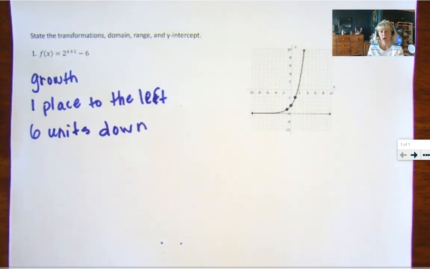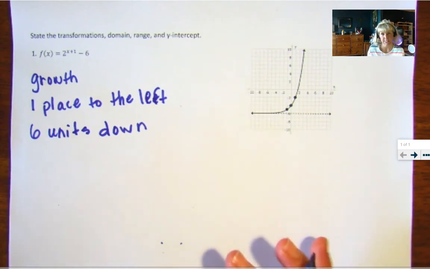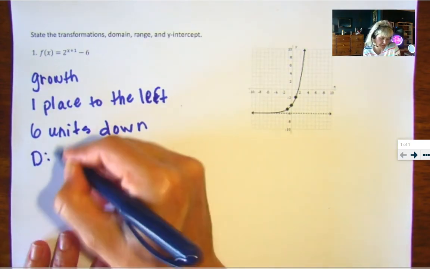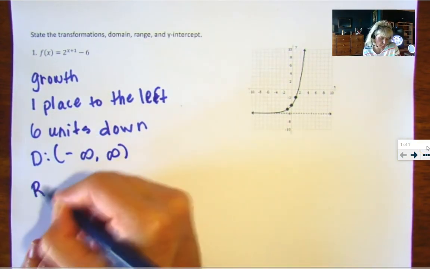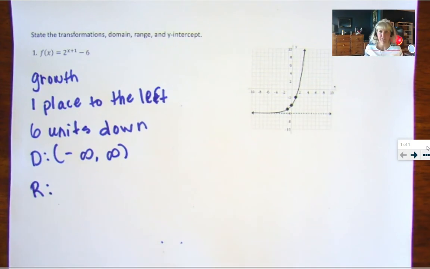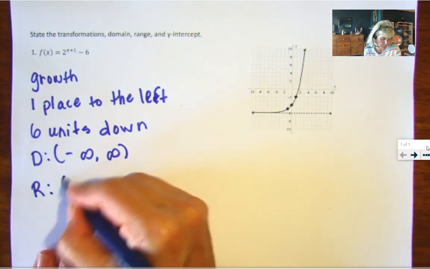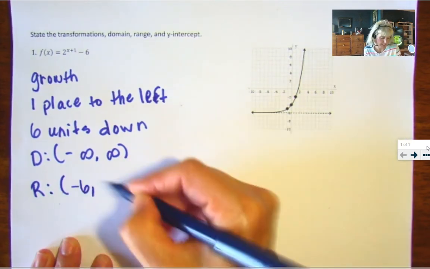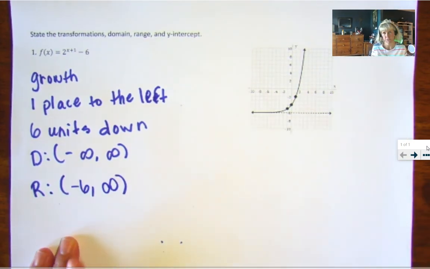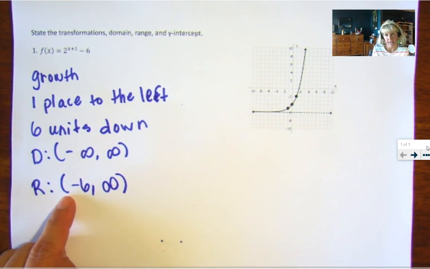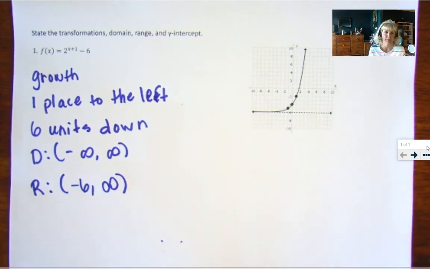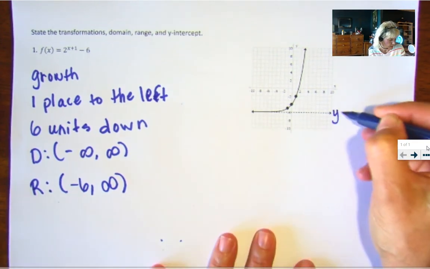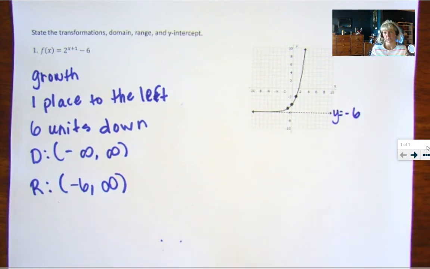All right, so let's talk about domain. Remember, domain's a piece of cake, negative to positive infinity. And then our range is really going to be based on our k value, and it depends if the graph goes up or down. The graph goes up, so the range starts at the k value, which is a negative 6 here, and then it goes on to infinity. And please remember that is a parenthesis. We don't include the negative 6 because remember, that's the asymptote. In fact, I'm going to label the asymptote so I just don't forget.